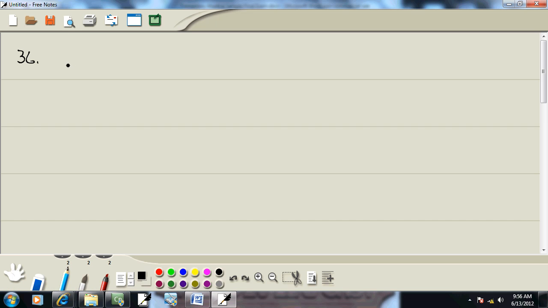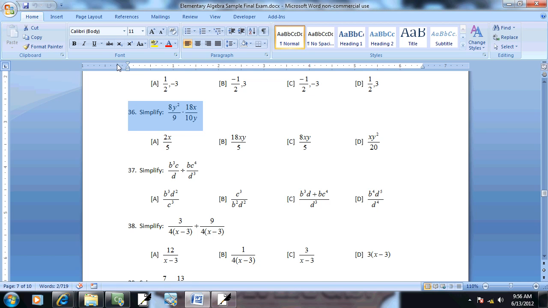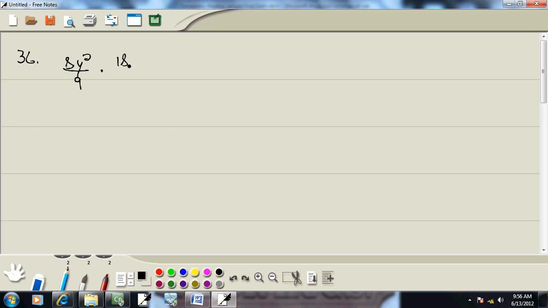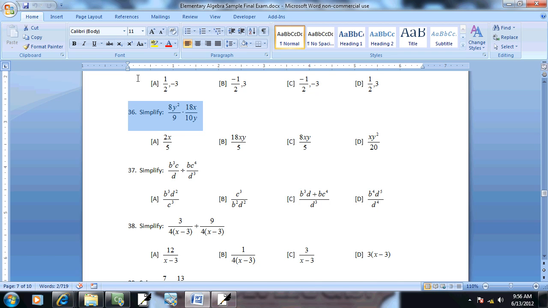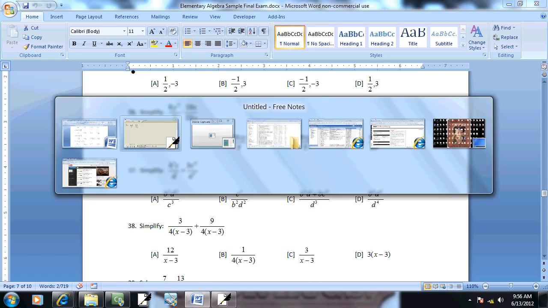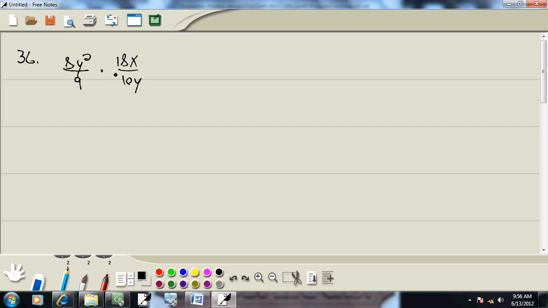We got 8y squared over 9 times 18x over 10y. Now the instructions say simplify. Unfortunately, this study guide, like a whole bunch of them, says simplify. This is actually multiply. So when we're multiplying, our guideline is, when we've got fractions, if you can divide a number on top and a number on the bottom by the same number, do so. And let's do that first.